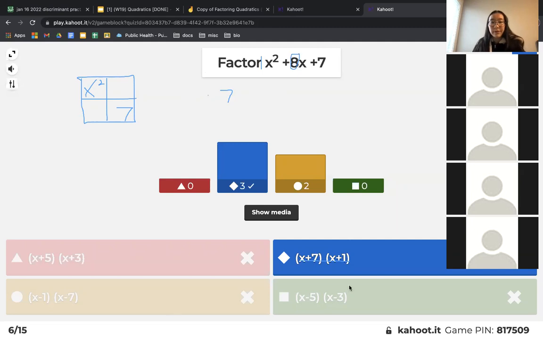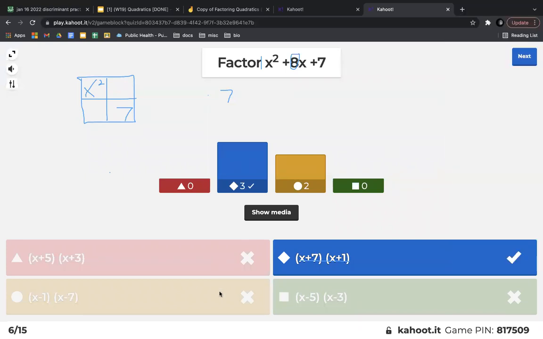So does anyone know what factors those would be? 7 and 1. Yeah. Okay, wait, you can't unmute. Oh, let me see if I can unmute you. This might be a bit buggy.